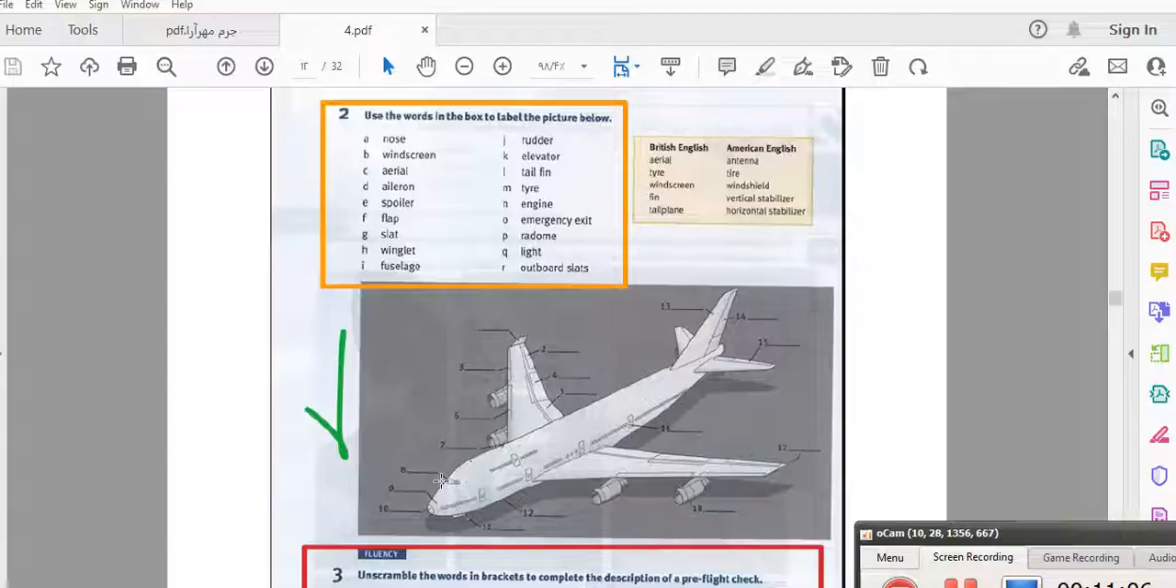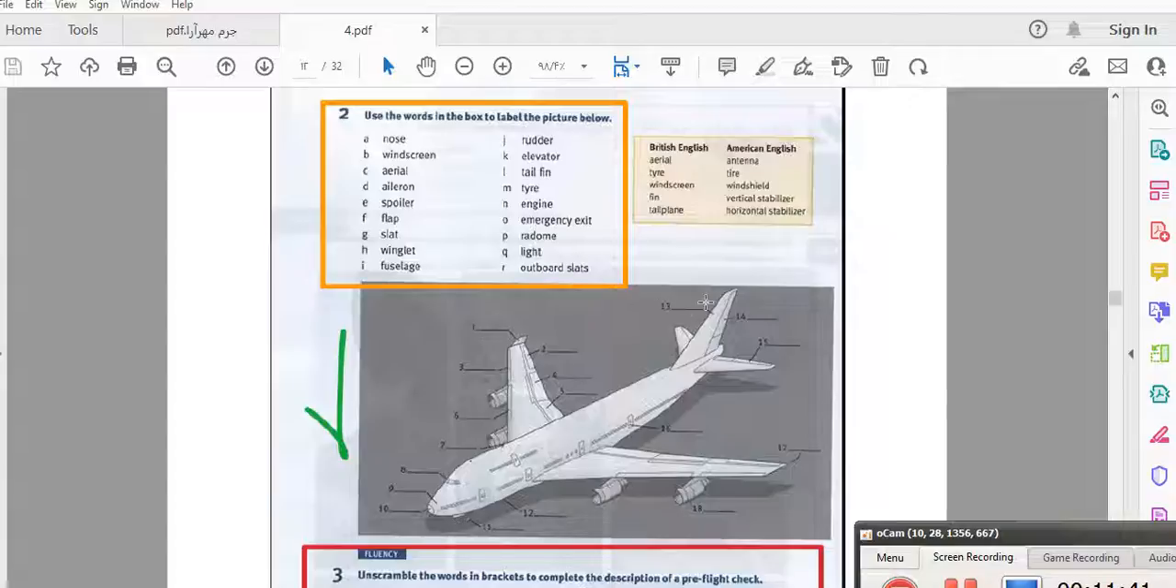Number 9. This is nose. Number 10 is radome. Radome is protecting radar equipment. Tire, the wheels. Fuselage. Number 12. Fuselage means the main body of craft. The main body of craft. Fuselage.